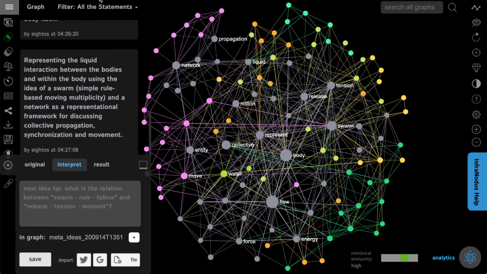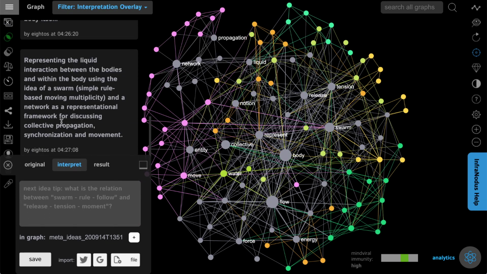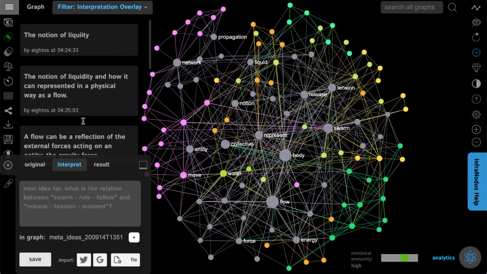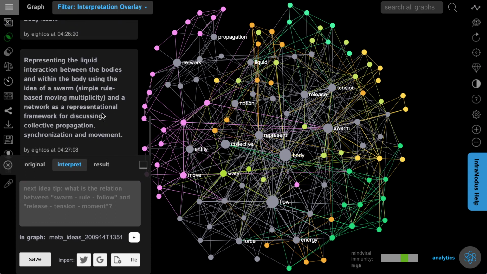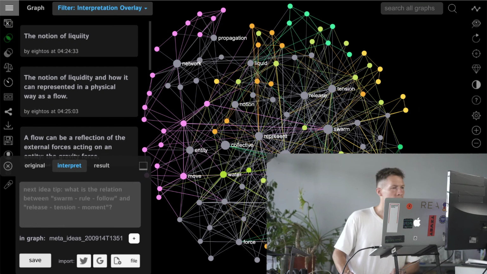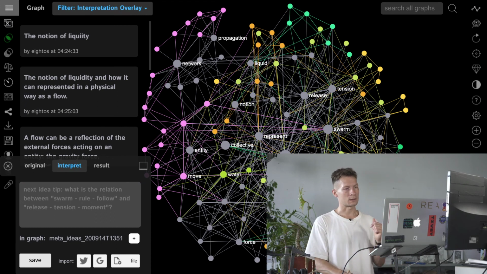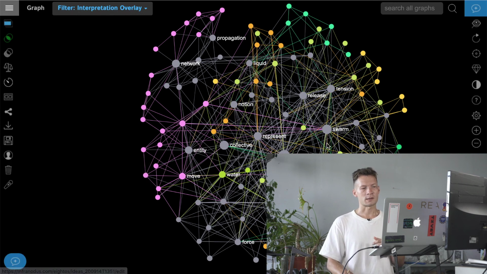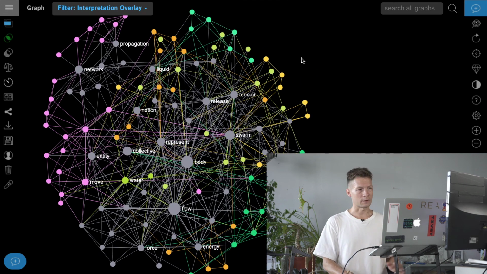summary of the ideas. So if we click here, interpretation overlay, we will see those ideas and how they cover what we've been talking about. So this becomes like a nice starting point that we can use to write the article or to represent all these ideas much more precisely. Maybe it's a paper or just like a text that we can create for ourselves.